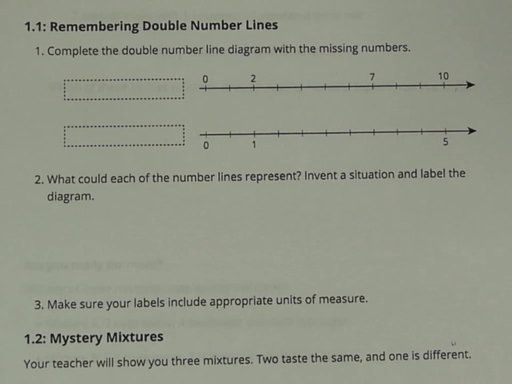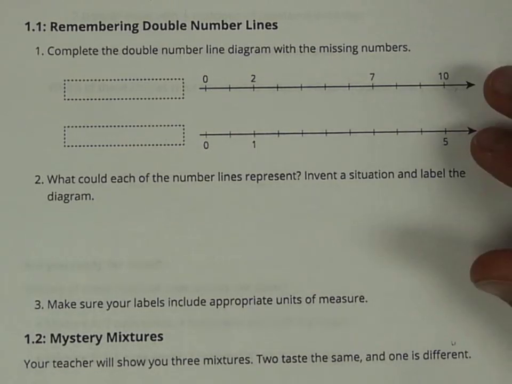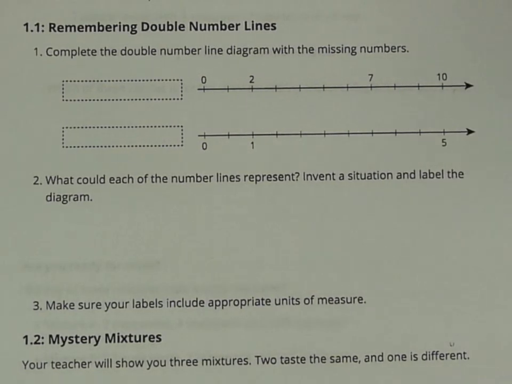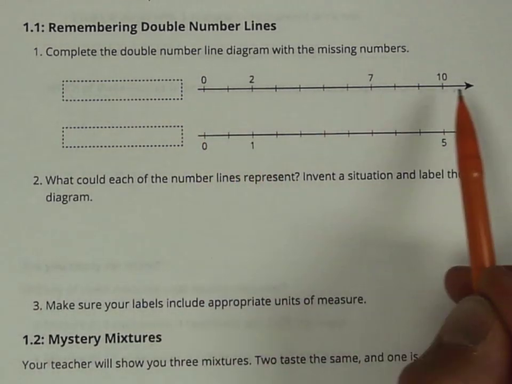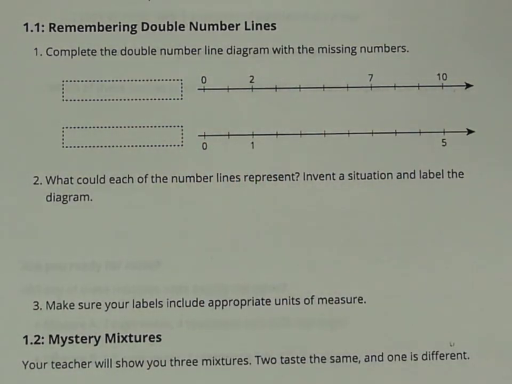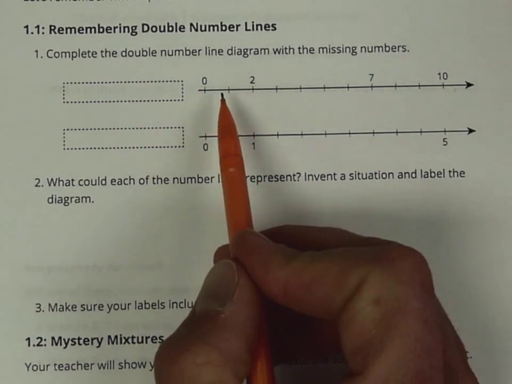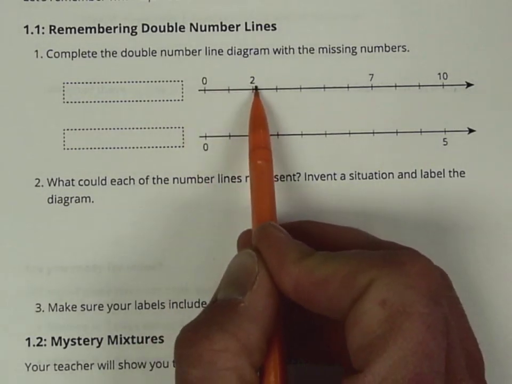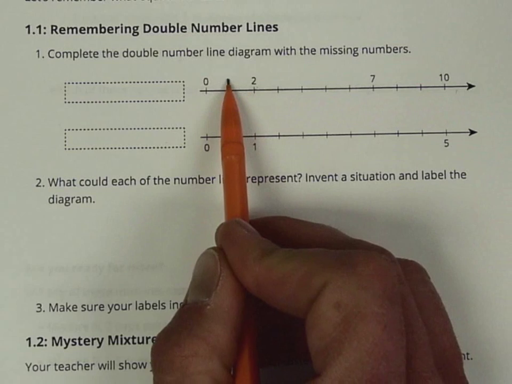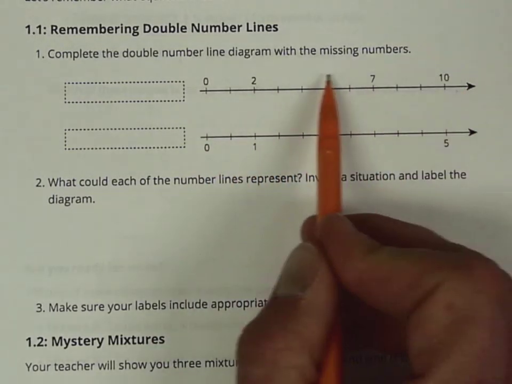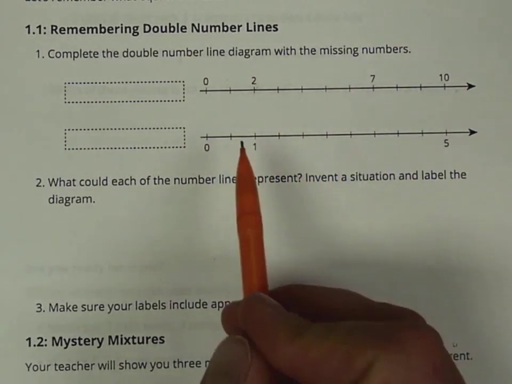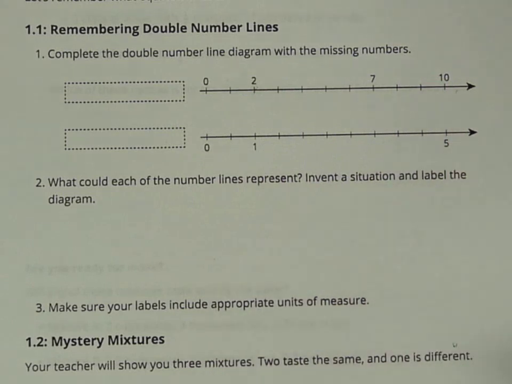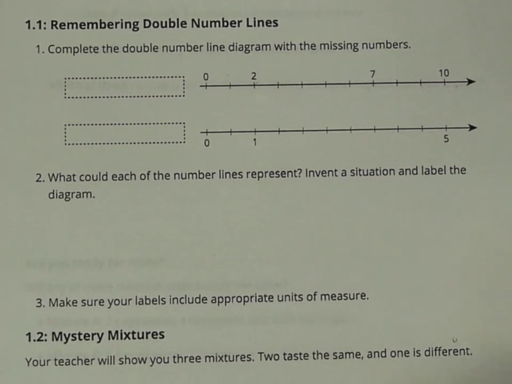The first thing I want you guys to do is take a look at these two number lines, and fill in the missing numbers on each number line. You need to figure out what is directly in the middle between 0 and 2. Don't say it out loud. You can write that number here, and that'll tell you what every number should be on the top line. And then do the same for the bottom line. After you're done with that, I want you to answer number 2.